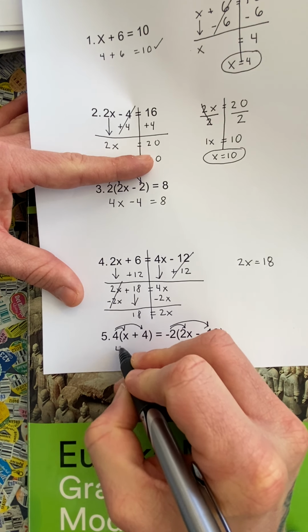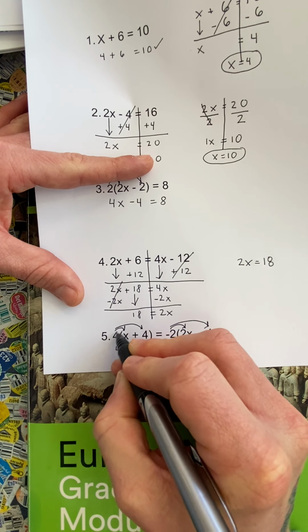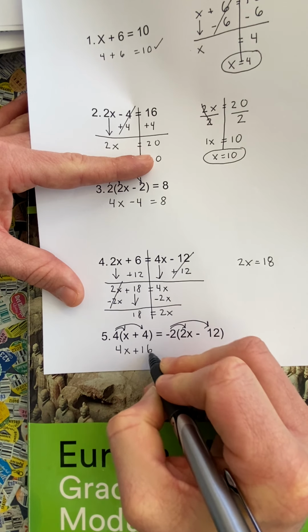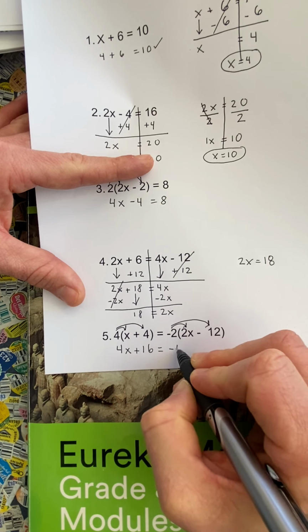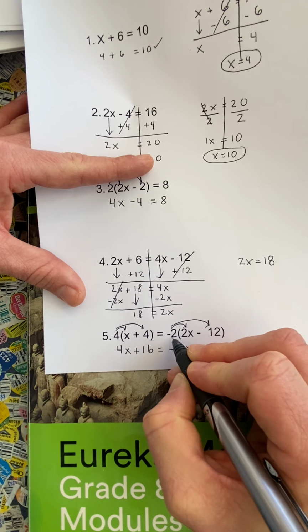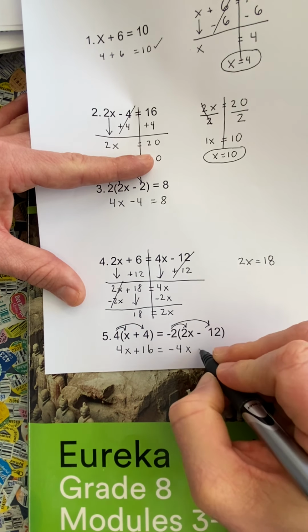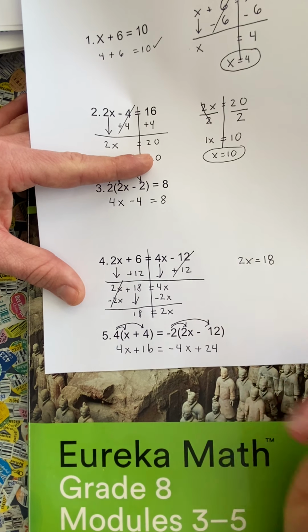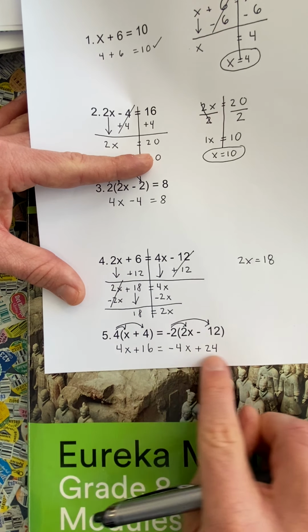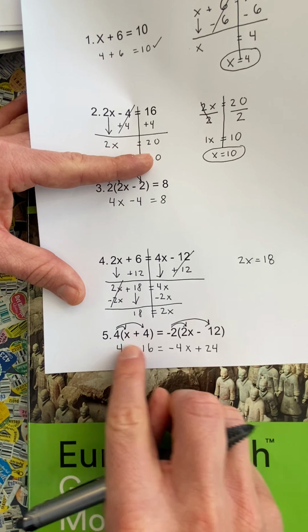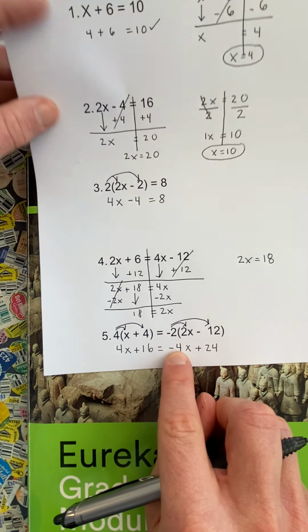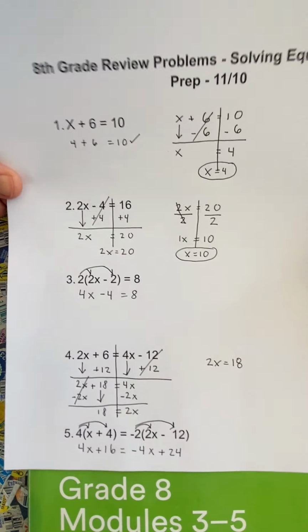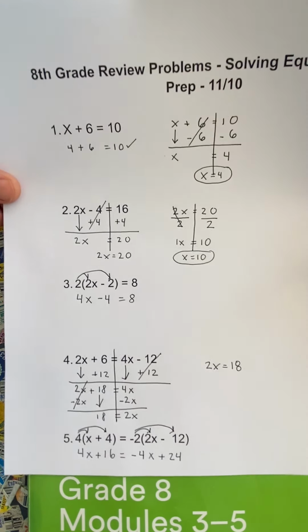This gives us 4x plus 16. Negative 2 times positive 2 gives us negative 4x. Negative 2 times negative 12 gives us positive 24. So now you have distributive property done, and now this is a problem that looks like in number 4. So please take your time, work through numbers 1, 2, 3, 4, 5.